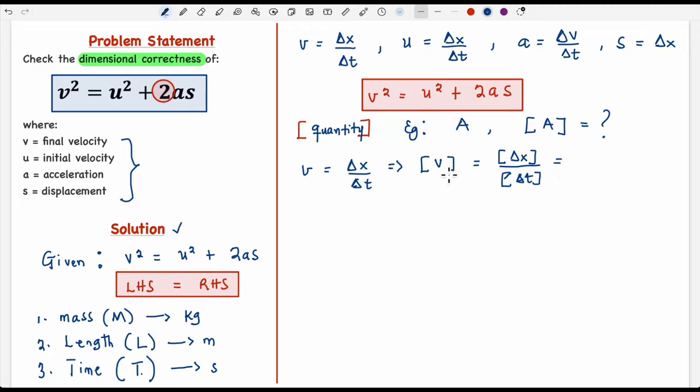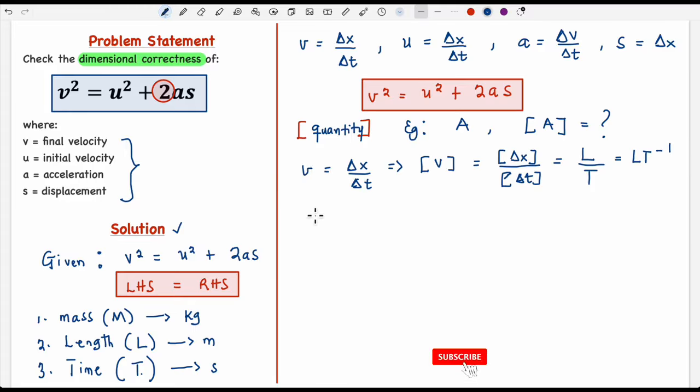In this case, the dimensions of velocity is going to be L, because displacement is simply some interval between 2 points. So it has the dimensions of length. We represent it not with the unit, but with the symbol that we use in dimensional analysis for length. So that is L divided by the dimensional representation of time, uppercase T. Using indices, we can express this as LT to the power minus 1. So the dimensions of velocity is LT to the power minus 1.